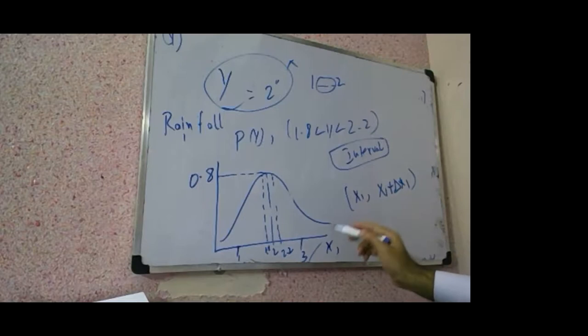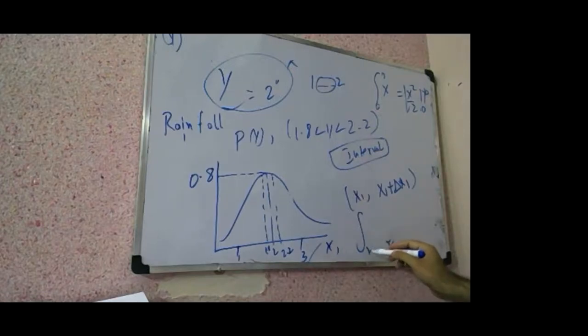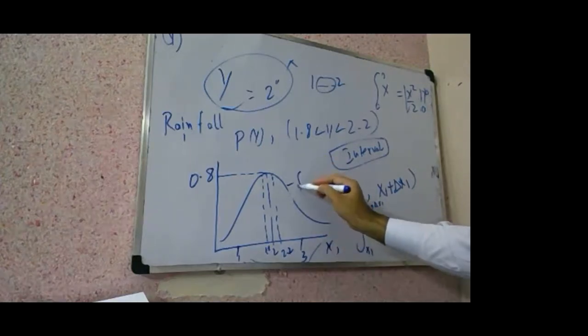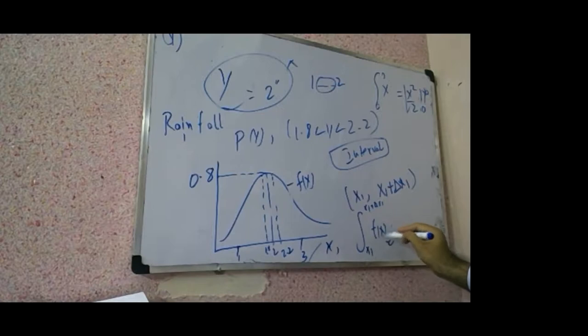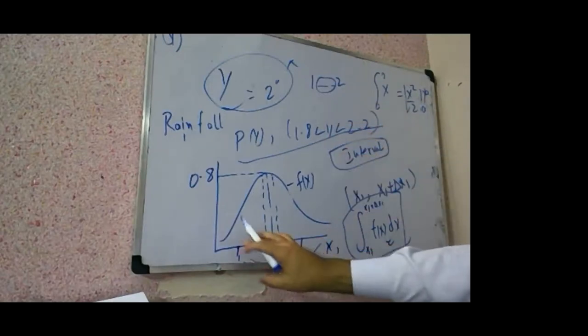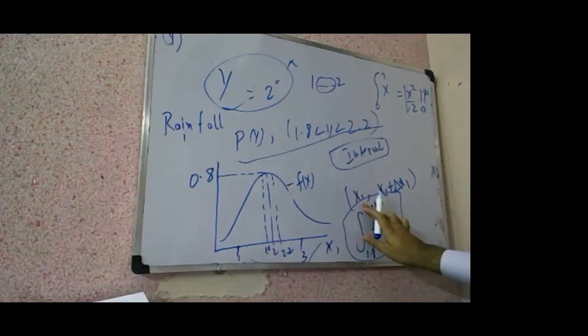So it means I can use an integral. We have learned differentials, and the opposite of differential is integral. Just a simple example: the integral of x is x squared by 2, evaluated from a to b. You must have learned integrals in your calculus if you have done it. So I can say, with lower limit x1 and upper limit x1 plus delta x, the integral of the function of x dx. By solving this, I can get the probability. Here x1 is 1.8 and this one is 2.2.